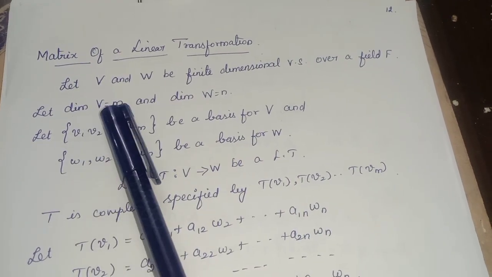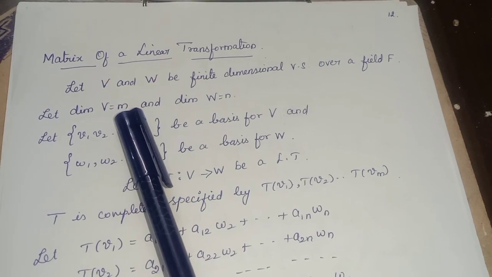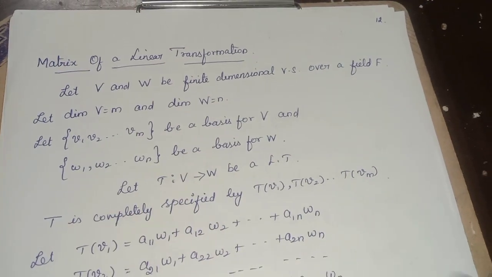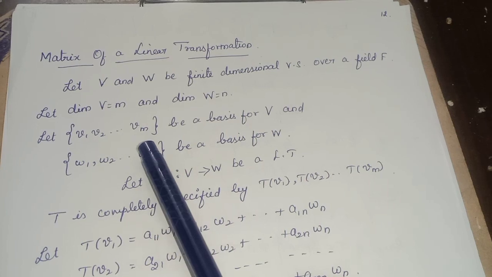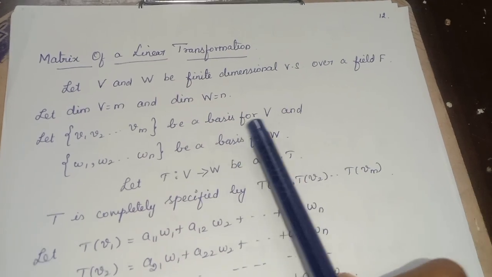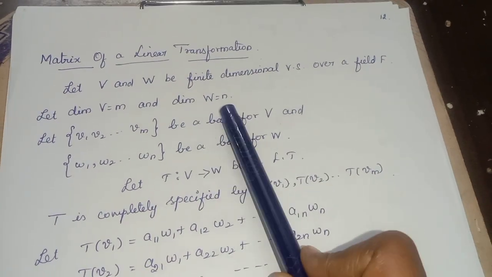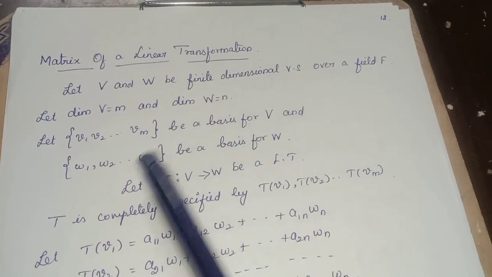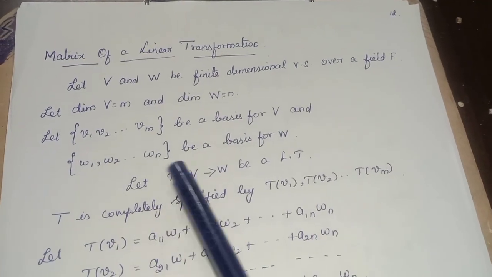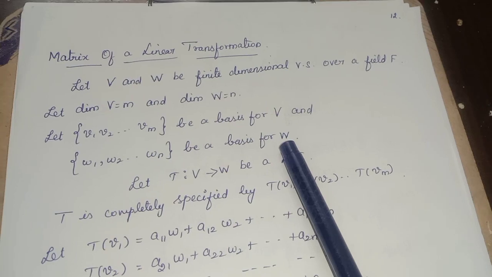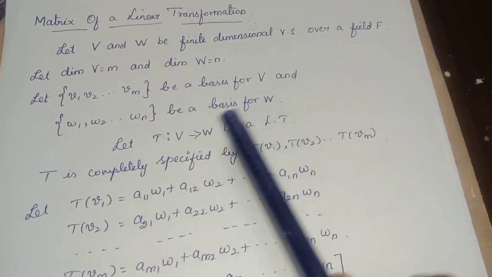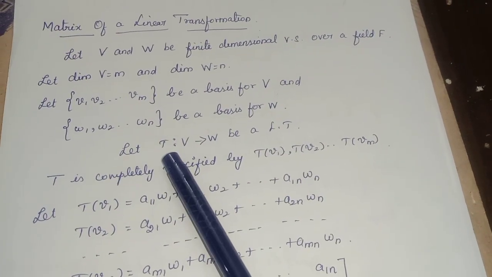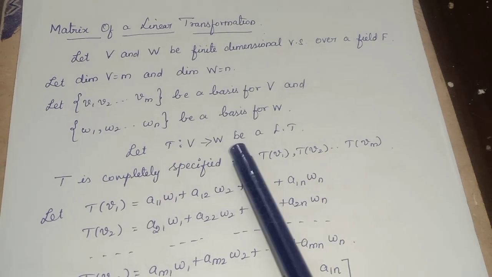Since V is of dimension M, I am going to take V1, V2, etc., Vm as a basis for V, and dimension of W equal to N, therefore I am taking W1, W2, etc., Wn as a basis for W. Okay, and let me take a linear transformation T from V to W.